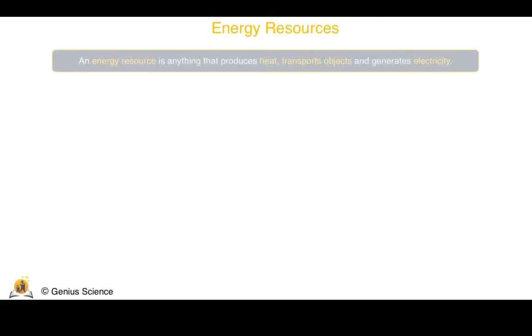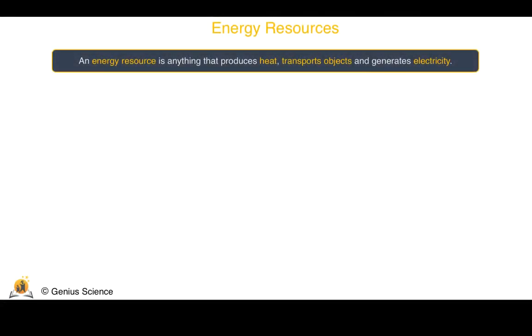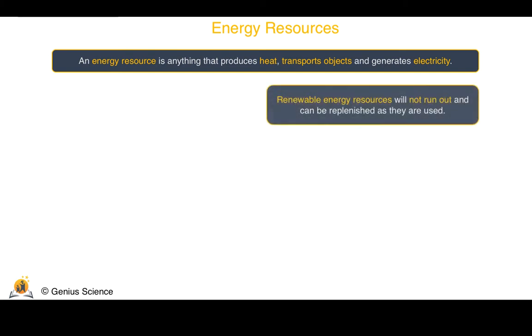An energy resource is anything that produces heat, transports objects, and generates electricity. Energy resources are either renewable or non-renewable. Renewable energy resources will not run out and can be replenished as they are used, whereas non-renewable energy resources will eventually run out.